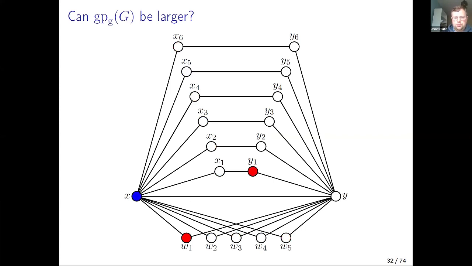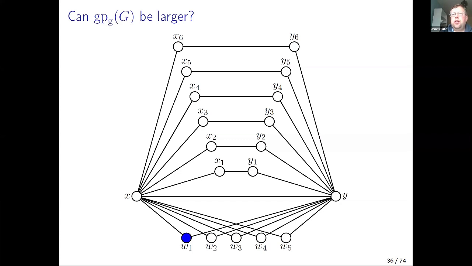What about if blue on his first turn did not go in one of the W's, but instead went to X? In that case, red could reply with Y1 up here, and then the rest of the game would have to proceed like this, and you still get a large general position set. Okay, and well, you've got to work through all the scenarios.